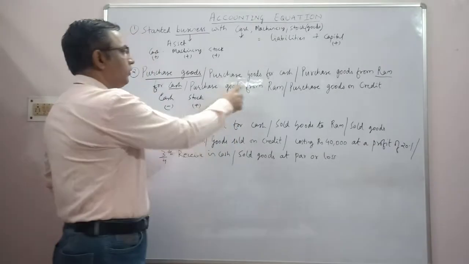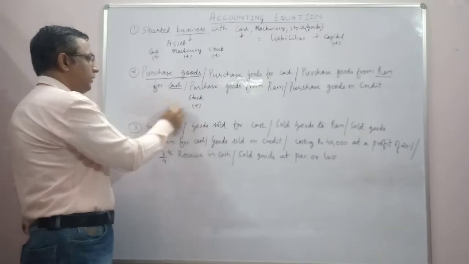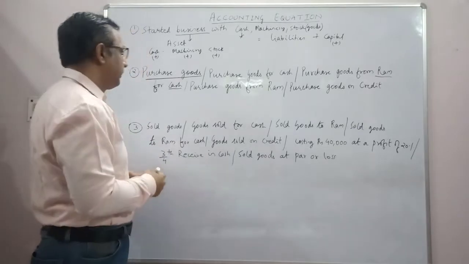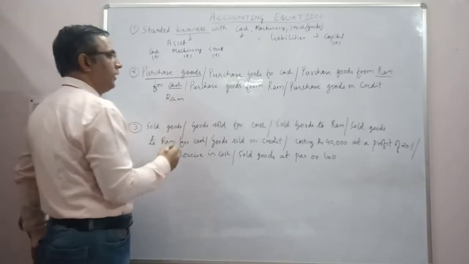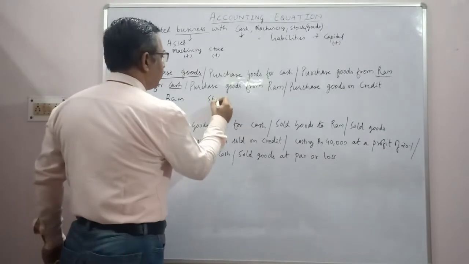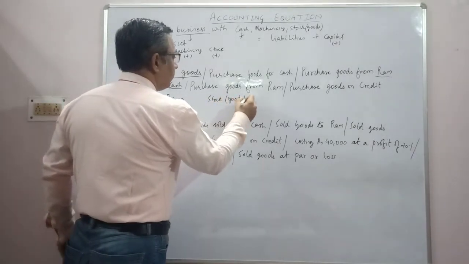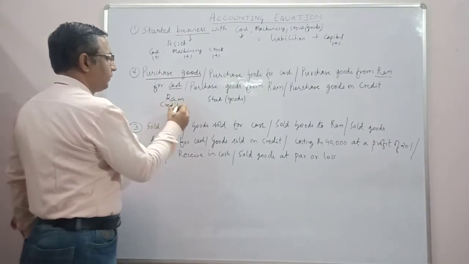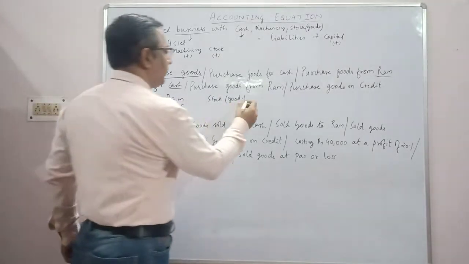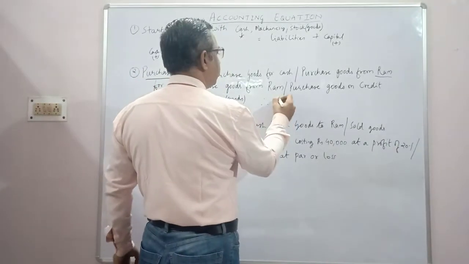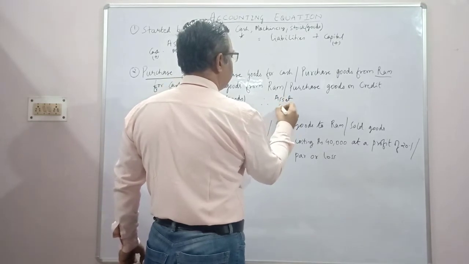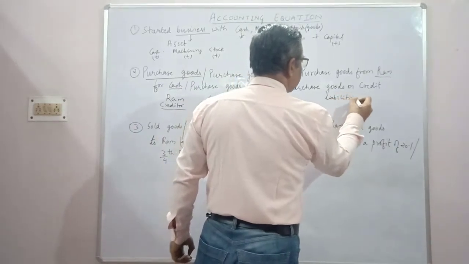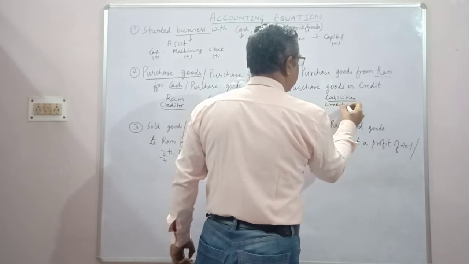Now the fourth one: purchase goods from Ram. Here the name Ram is given, and cash is not mentioned. That means we bought goods from Ram on credit. Ram is a creditor. Therefore, on the asset side, stock will increase, and on the liability side we write creditors, and creditors will increase.